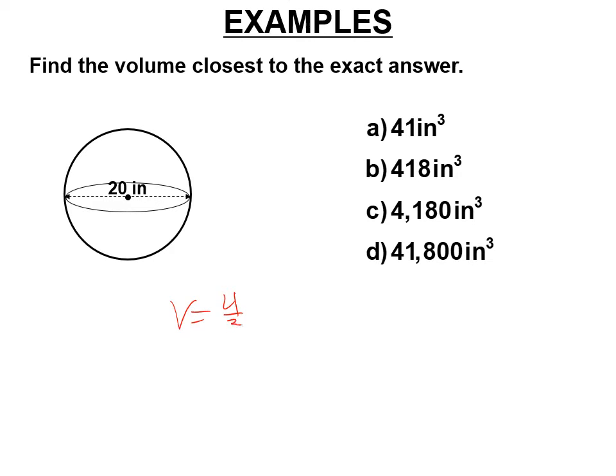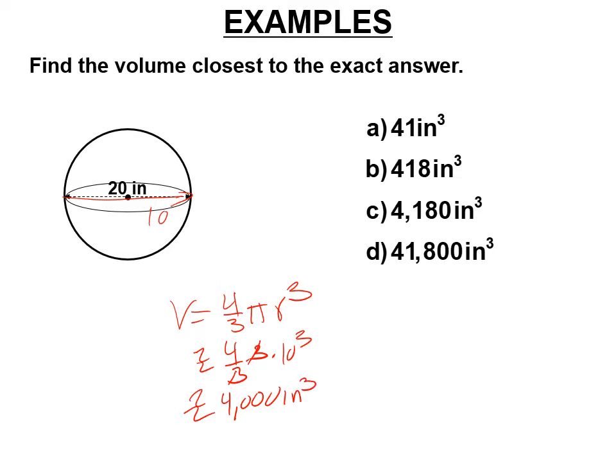So it's 4/3 pi r cubed. So we're going to approximate this. We're going to use 3 for pi, since we don't have to get it exactly. And the radius is not 20. That's the diameter of the sphere. The radius is 10. So 10 cubed. 10 times 10 is 100. Times 10 is 1,000. So it's approximately 4 times 1,000, 4,000 cubic inches. And the one a little bit more than that is 4,180 cubic inches.